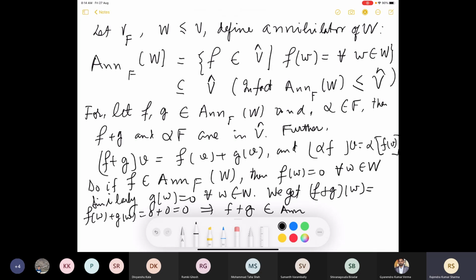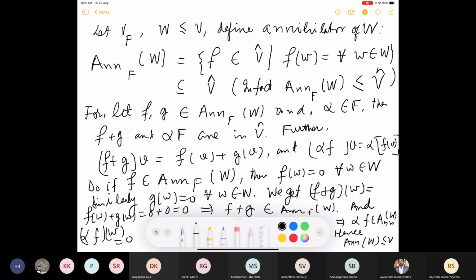Annihilator of W over F. This happens for us. And alpha F of w is equal to 0. That also makes alpha F also in the annihilator of W. Hence, this is a subspace. Okay, so this is a subspace.